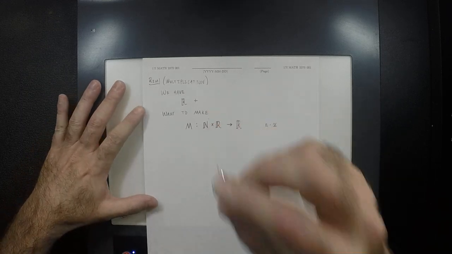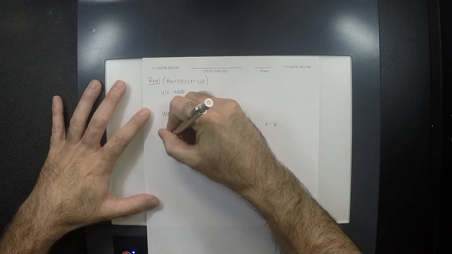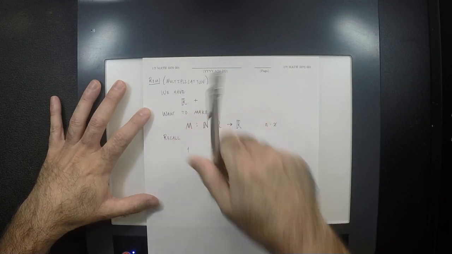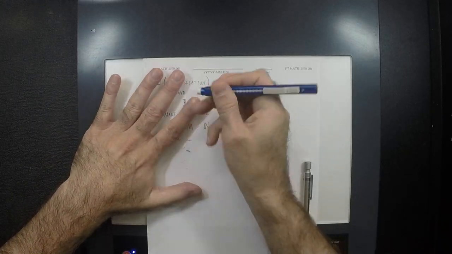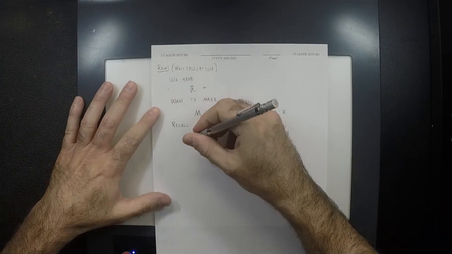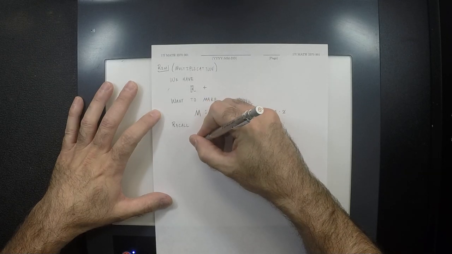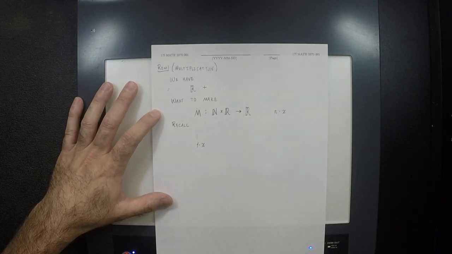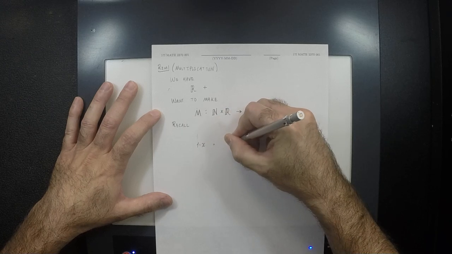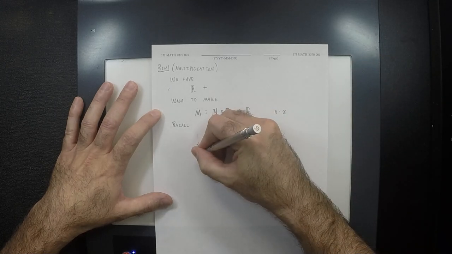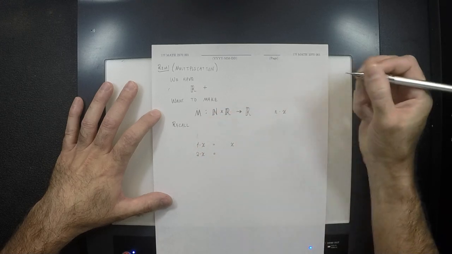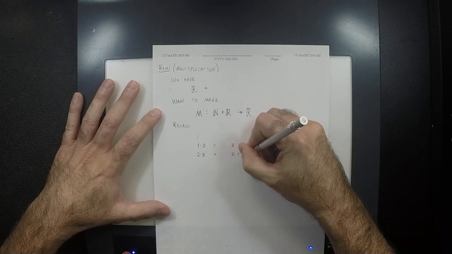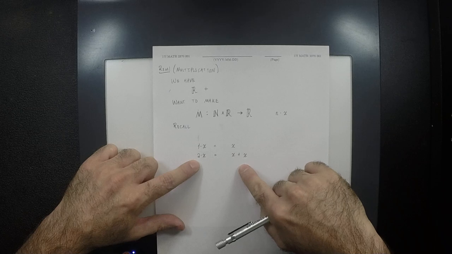Okay, I like that. But before we get there, I want you to recall the math definition. So what do we have here? What am I trying to say? 1 times x. Well, that means x. Right? And then 2 times x, what does that mean? It means x plus x. So that's what it means. So this is a shorthand for that.